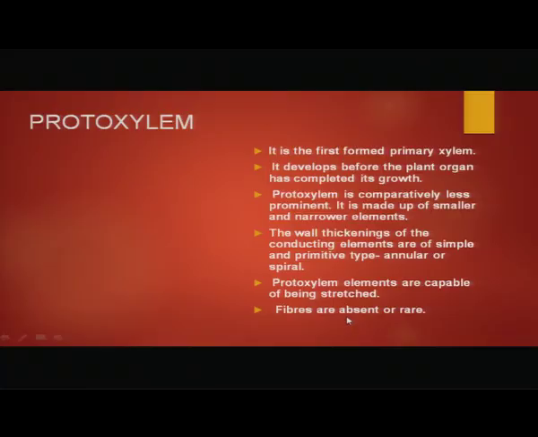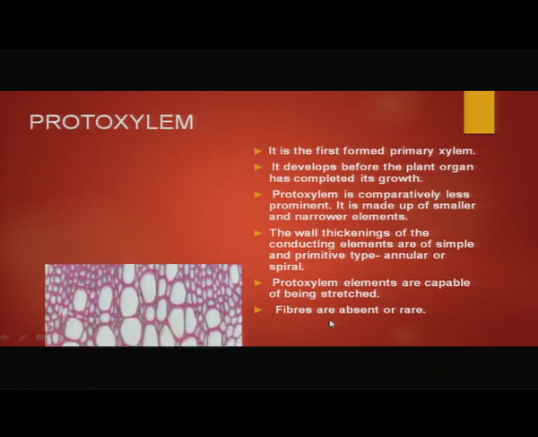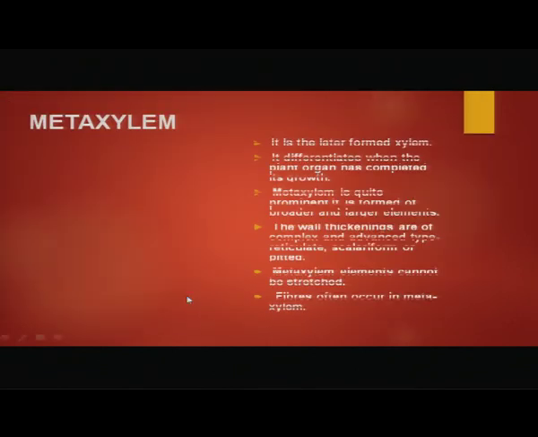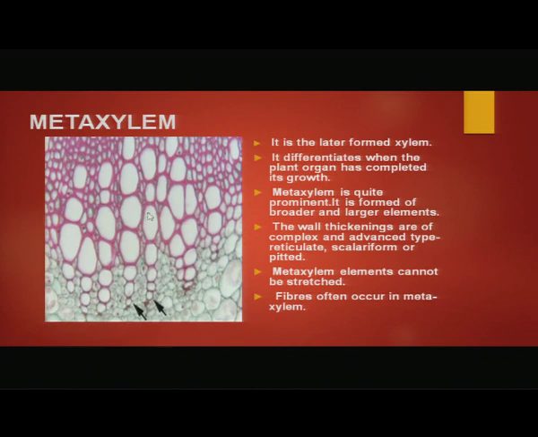Here in protoxylem, the fibers are absent or rare. So, can you tell me in this microscopic image where are the protoxylem elements? Yes, the arrows show them. These smaller elements are the protoxylem elements, while the xylem which develops later and has larger elements is the metaxylem.